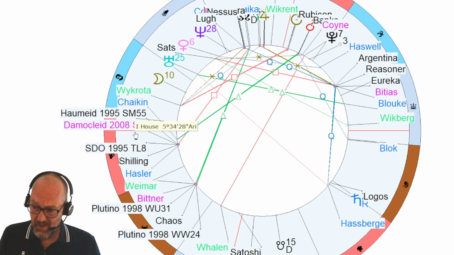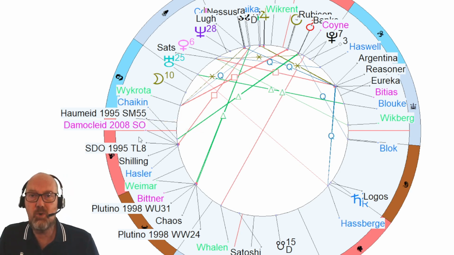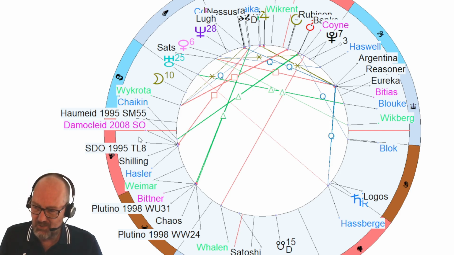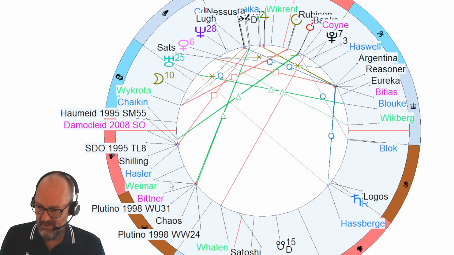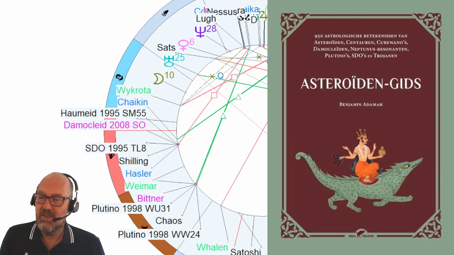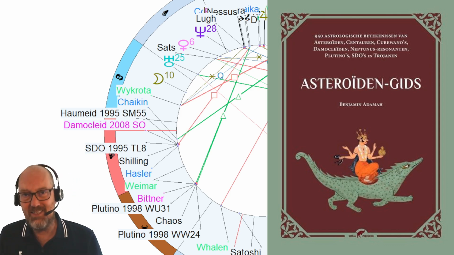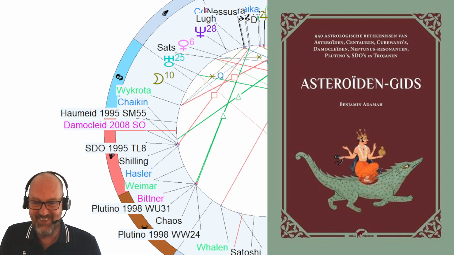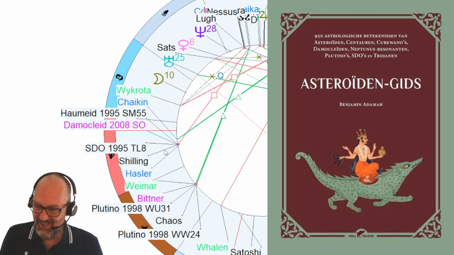Here we have the more general Damocleid pointing to cryptocurrencies more in a general sense. And it is conjunct an SDO here. I have to look up my notes. And Benjamin Adema says about this SDO that it is about revolutionary deeds, which is very cute. Revolutionary deeds. How about that? I really like the sound of that.